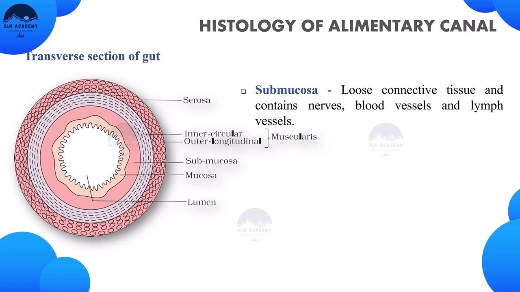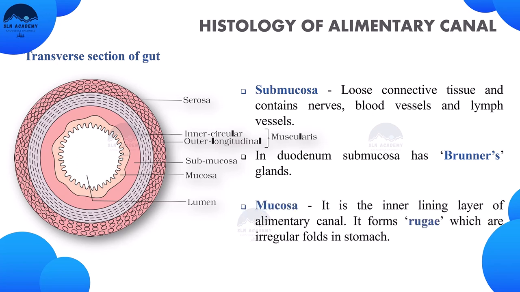Submucosa. Submucosa is loose connective tissue and it contains nerves, blood vessels and lymph vessels. In duodenum, submucosa has Brunner's glands.